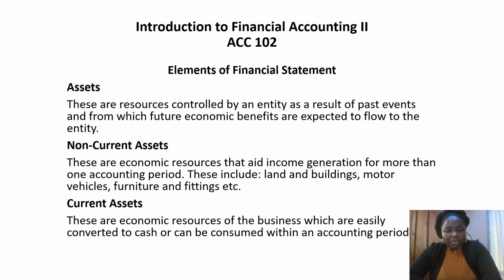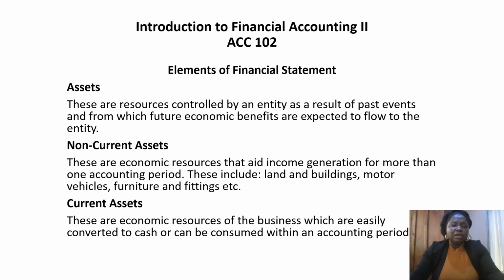These are economic resources of a business that can easily be converted to cash and can be consumed within an accounting period. If you look at these two definitions, it is clearly glaring that one has the capacity to serve the business for a very long time, while the other can only serve the business for just 12 calendar months or less. So any asset that does not have a lifespan beyond 1 year, 12 calendar months, to serve a business, such is classified as a current asset.